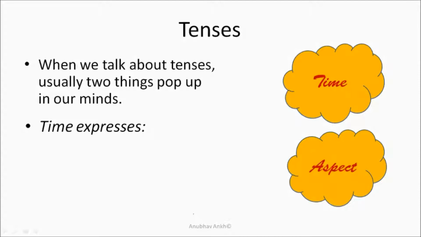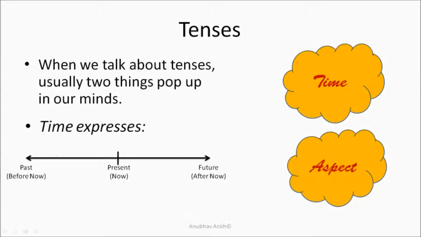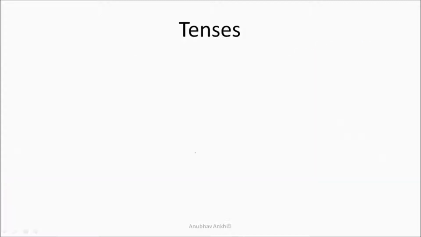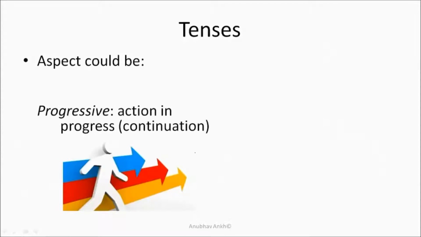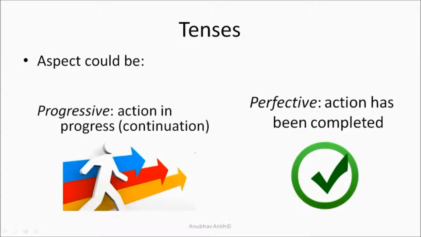Now time expresses what? The past, the present and the future, whether the action took place at some point in the past, or is it happening now, or is it planned for some future. Now let's see what could aspect be. It could be progressive, action in progress, continuation, or it could be perfective, action that has been completed.